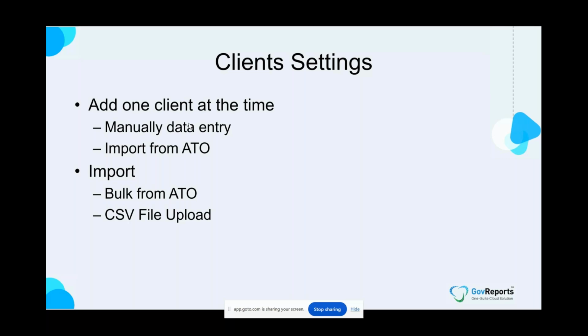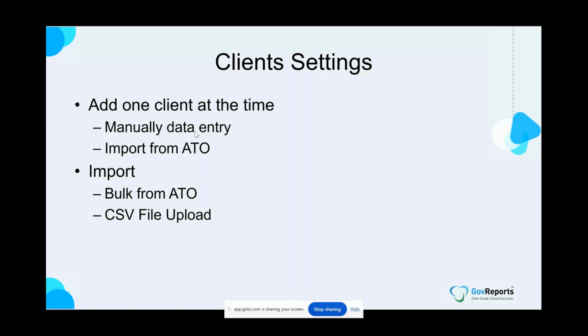There are two options under the import: bulk from the ATO, which will import your client list directly from the ATO, or the clients registered under your tax agent's number can be imported into GovReports directly with a click of a finger. Or you can import the CSV file of your client base from your existing software.